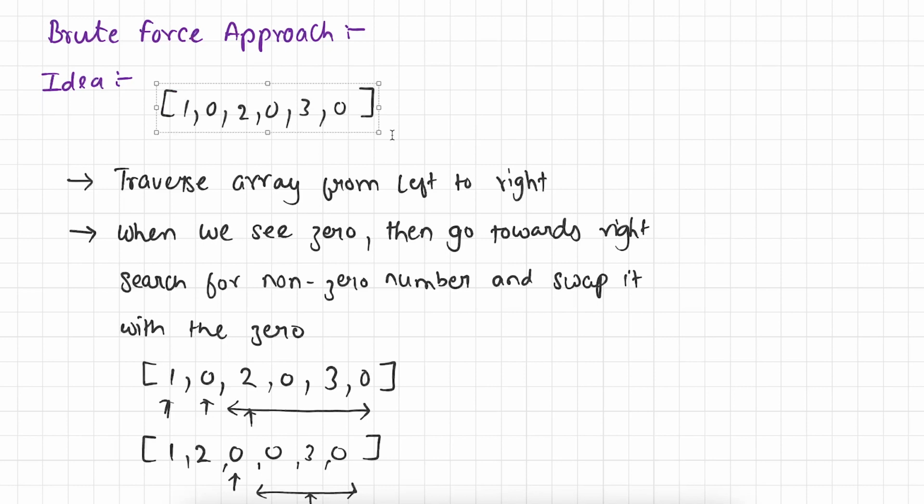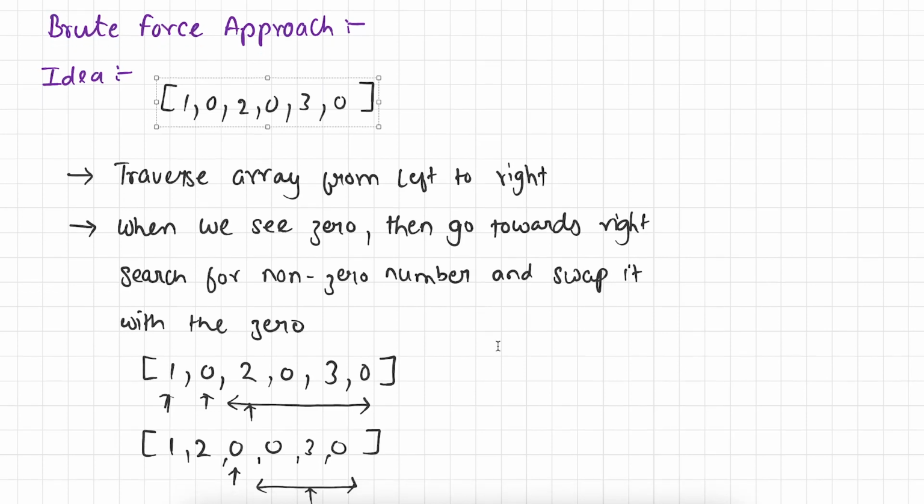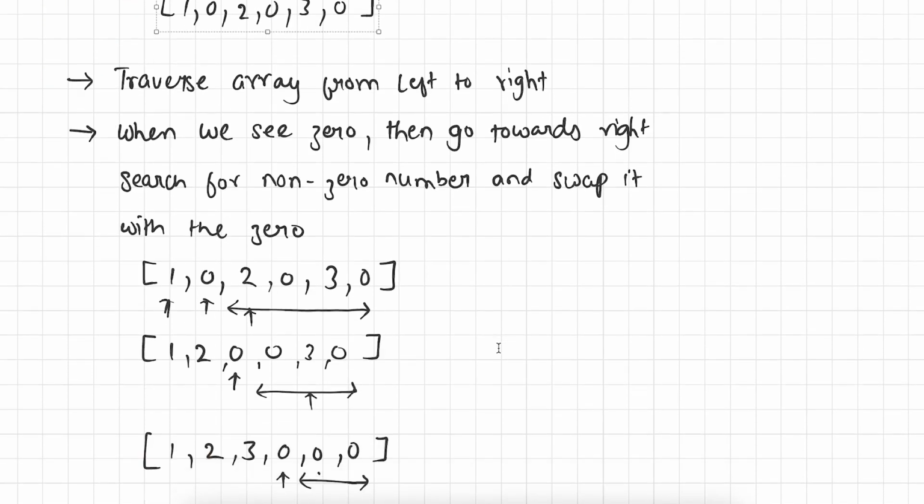In the brute force approach, we simply traverse the elements of this array from first to last, and while traversing we check for zero elements. Whenever we see a zero element, we stop and start searching towards the right for a non-zero element, and as soon as we find the non-zero element, we swap both the elements. This is the idea. Let's see how it works.